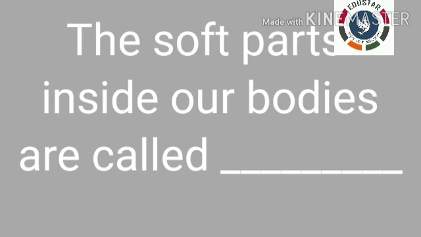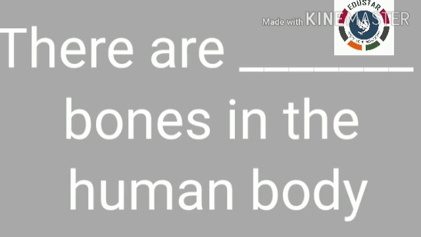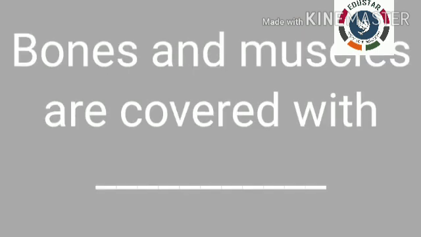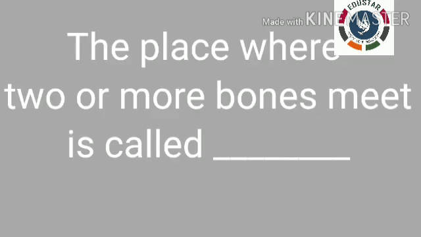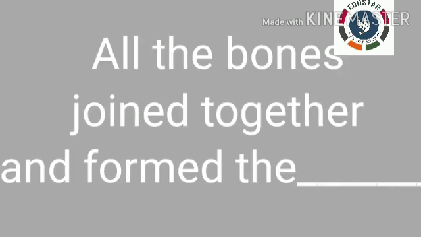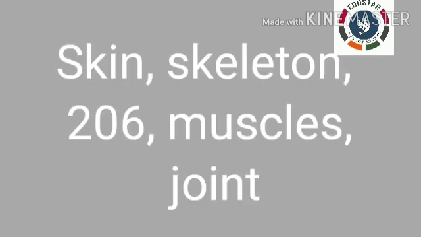First question is, the soft parts inside our bodies are called dash. There are dash bones in the human body. Third question, bones and muscles are covered with the dash. Fourth question, the place where two or more bones meet is called dash. Fifth question, all the bones join together and form the dash. I have given answers here. Choose it and write.